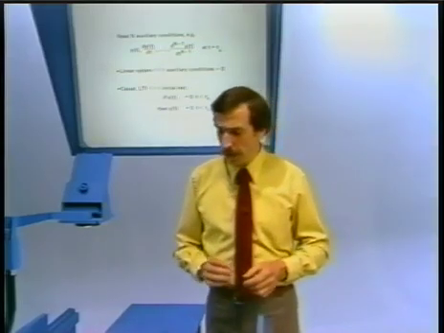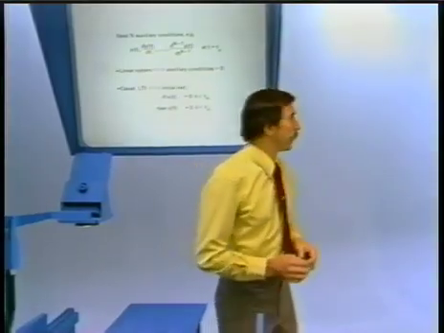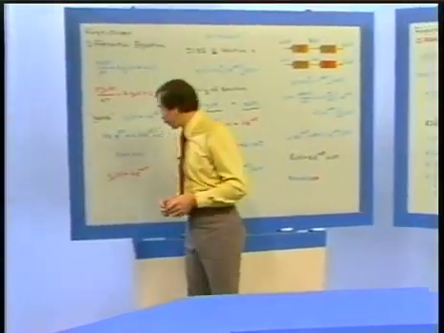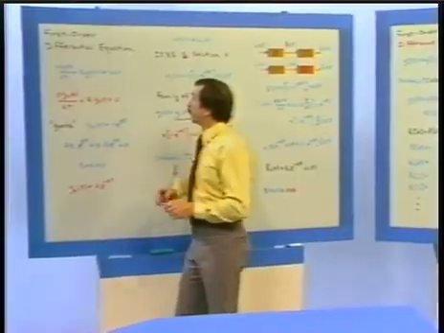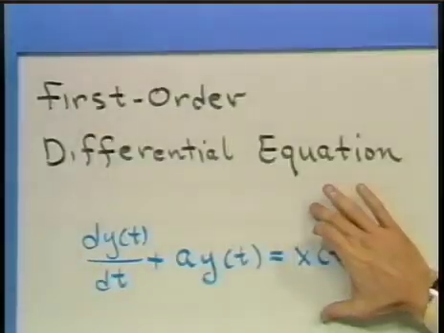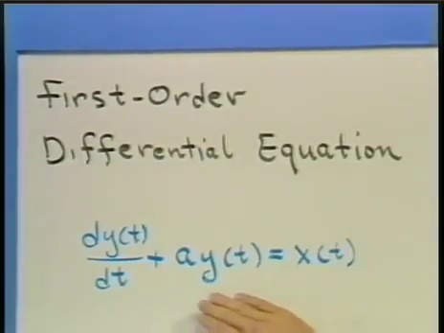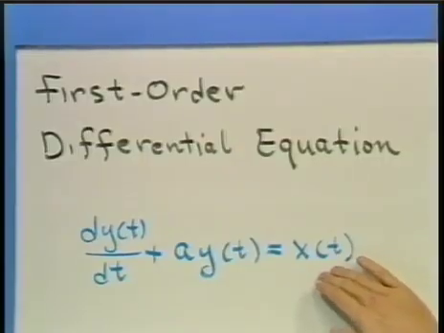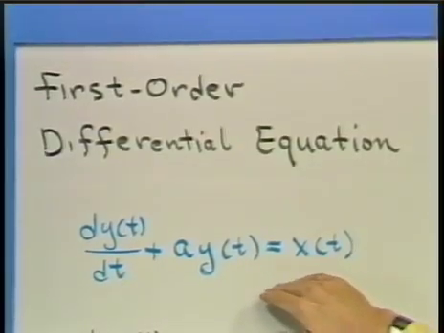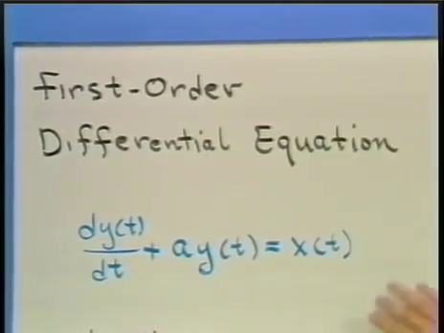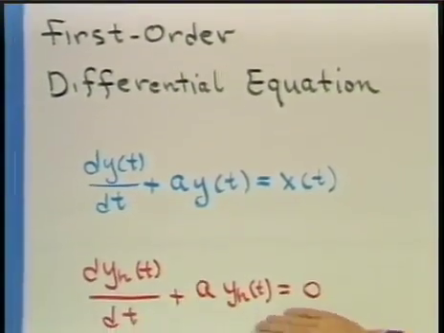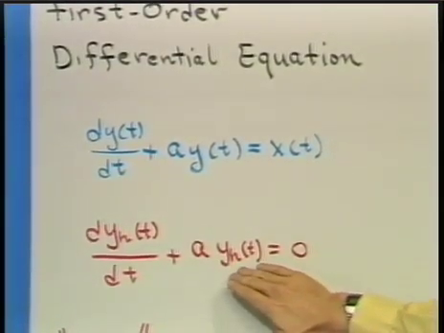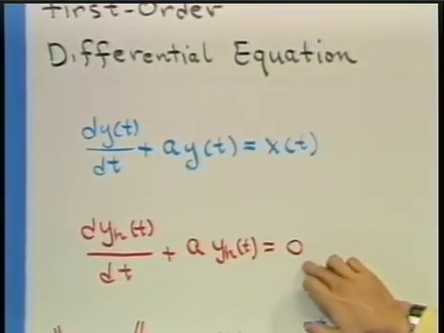Okay, well, let's look at an example, and let's take the example of a first-order differential equation as I've indicated here. So we have a first-order differential equation, dy of t dt plus ay of t is the input x of t. And let's first look at what the homogeneous solution of this equation is. And so we can consider the homogeneous equation, namely the equation that specifies solutions which would correspond to zero input.